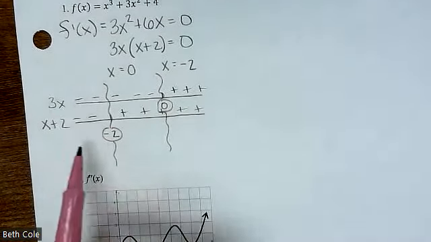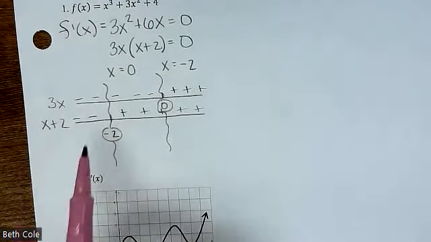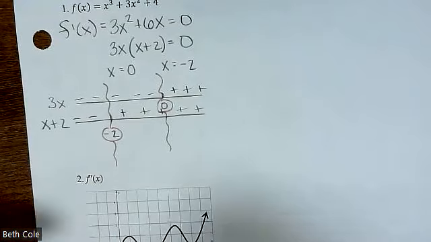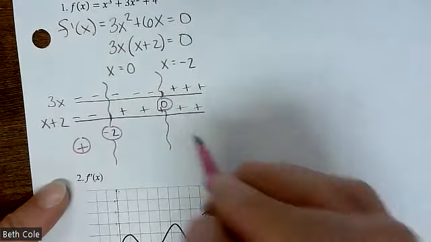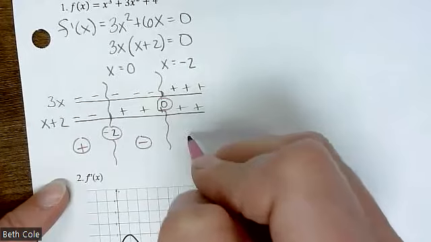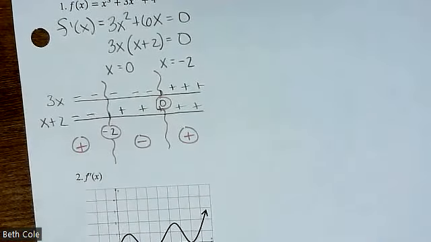What is the overall sign for the first section? Good. Negatives cancel. So we have positive, and then this will be negative, and then positive. We're going to write 4 sentences for every single one of these. We're going to talk about increasing, decreasing, relative maximum, relative minimum. Those are the 4 sentences, okay?